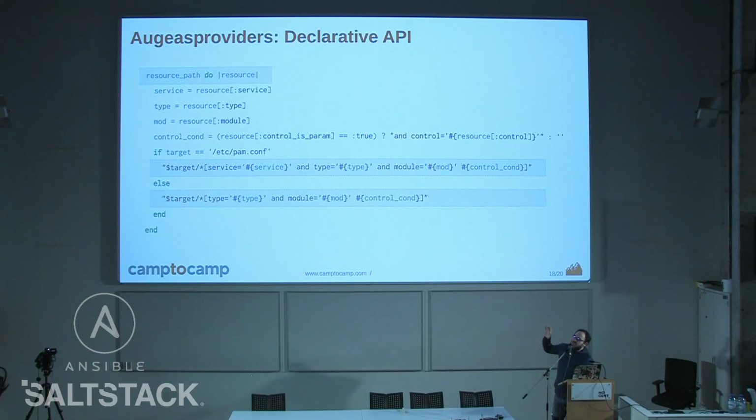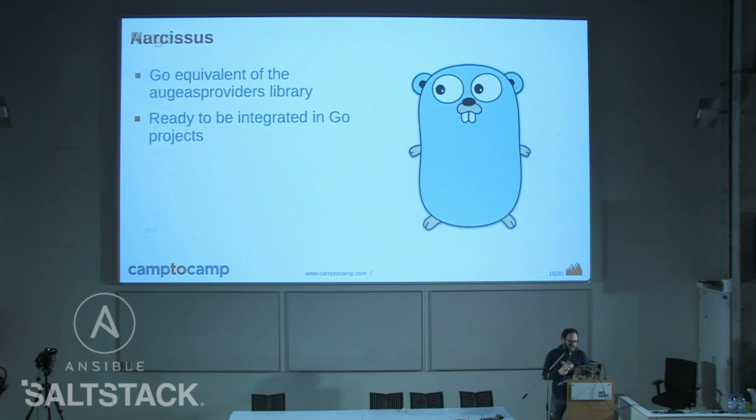So essentially, I'm not going to get into details, but if you use Augeas a bit, you can declare the resource path, so where you will find your resource in the Augeas tree based on the parameters of the resource, and then it will compute most of the way to manage that resource automatically.